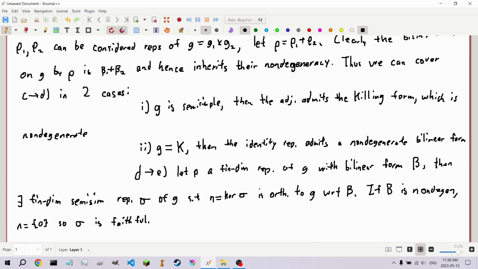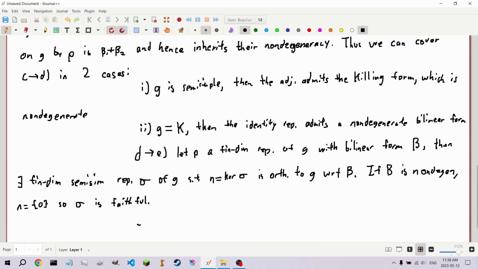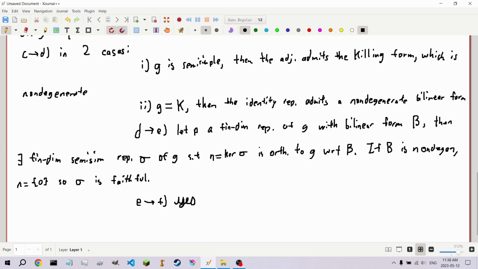Now E implies F says that if G has a faithful semi-simple finite-dimensional representation, then the nilpotent radical of G is 0, which is true. F implies G. If the nilpotent radical of G is 0, then the radical of G is its center.